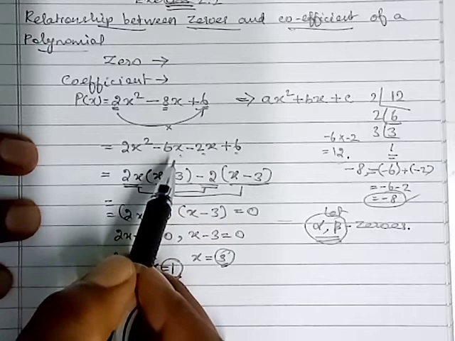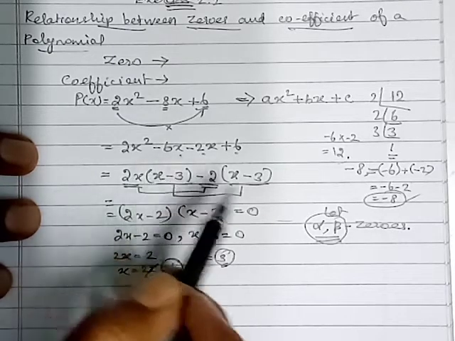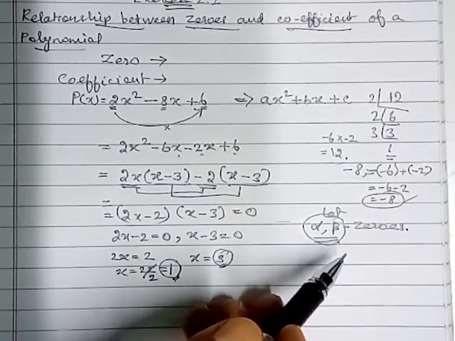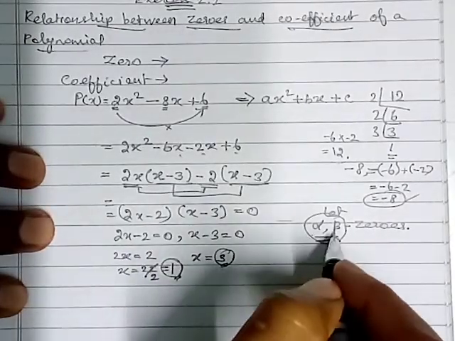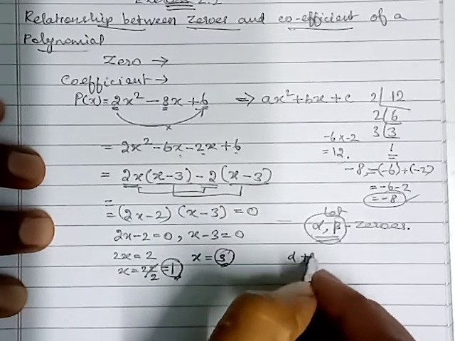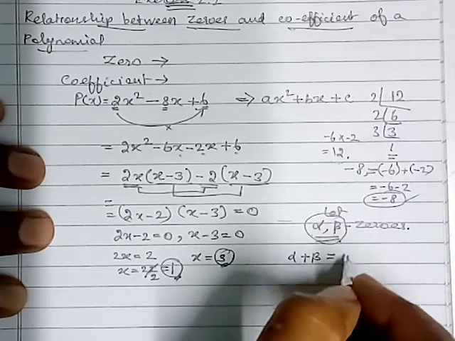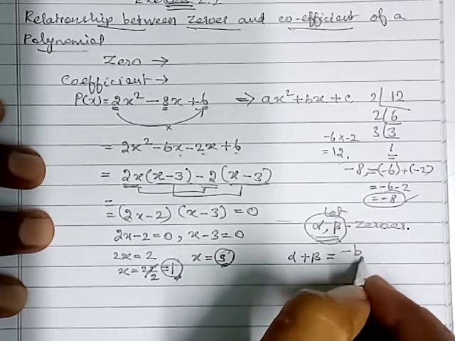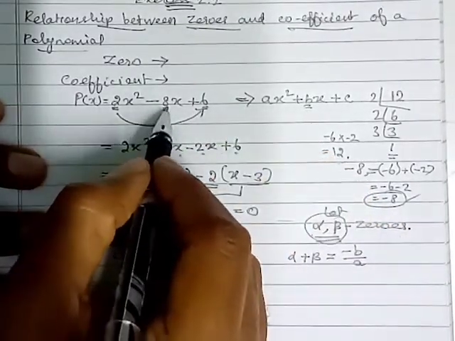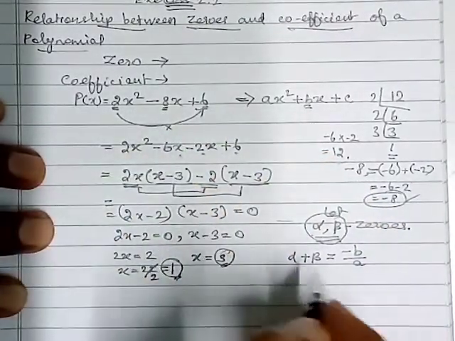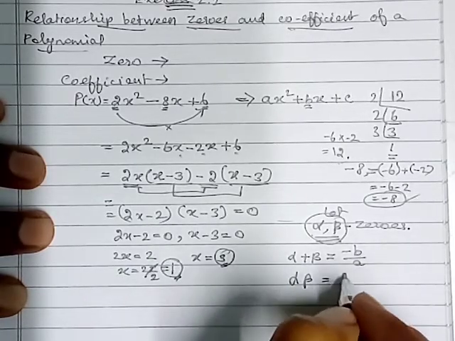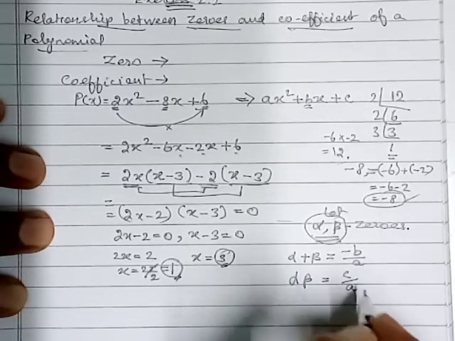We already have this as x, right? If we take y or z, whatever it is, we can take, but alpha and beta we just took for our convenience, right? So if you add these two zeros, alpha plus beta, this will be equal to minus b by a. Which is b here? b is minus 8 here, right? If you multiply them, alpha beta is equal to the constant term by a.